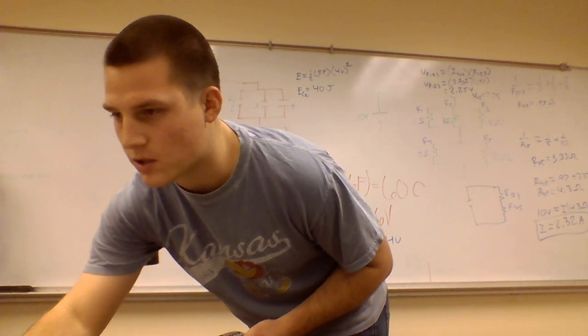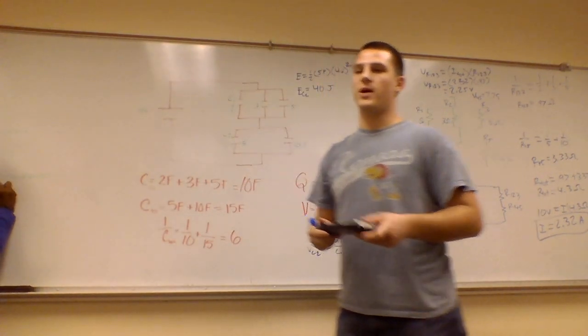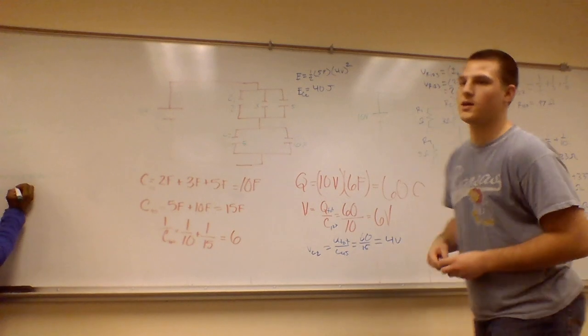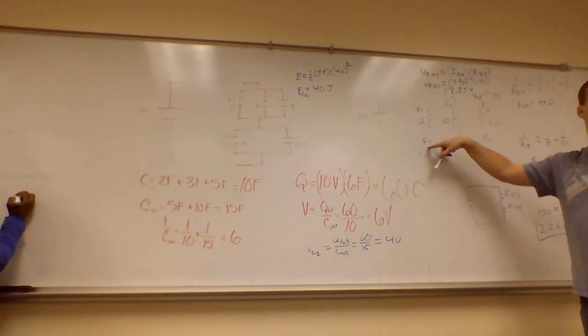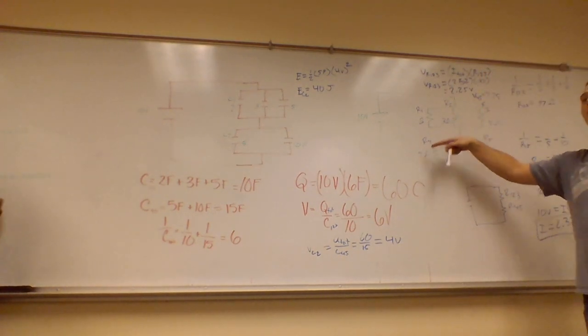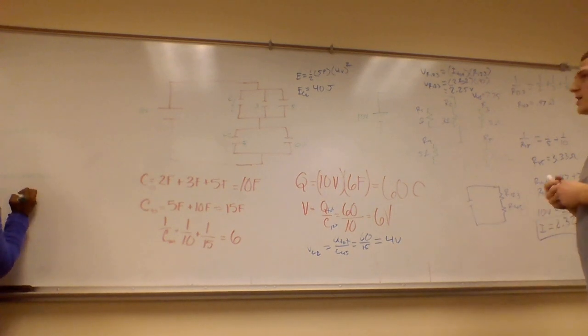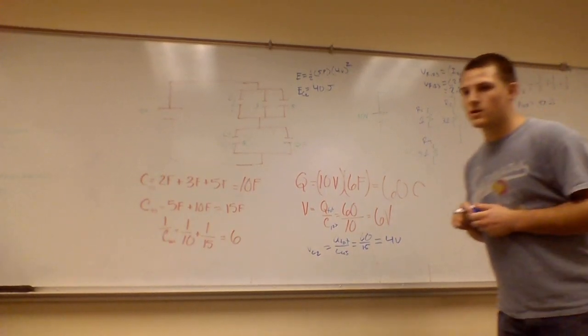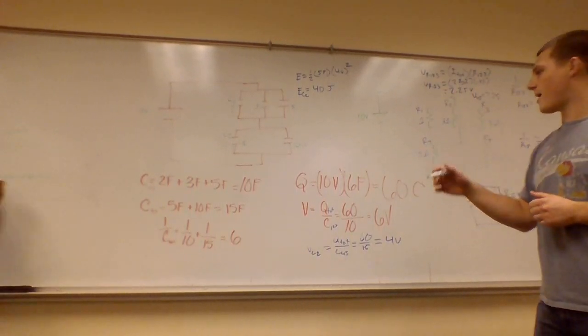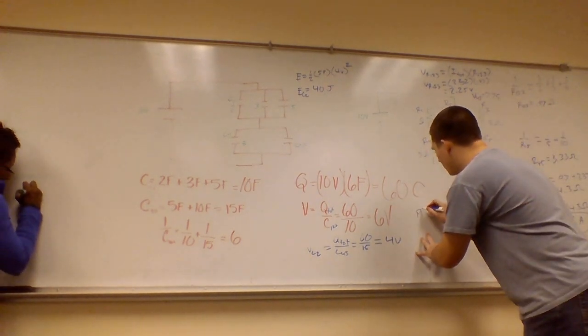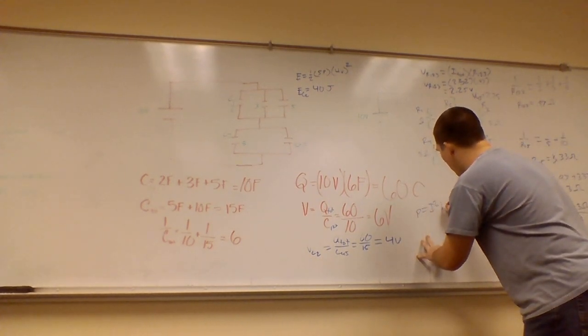So the last question is the power dissipated as heat in resistor 2. Technically this was supposed to be resistor 2, so we'll say R4 in this case. The power dissipated as heat is just the power equation, P equals I squared R.